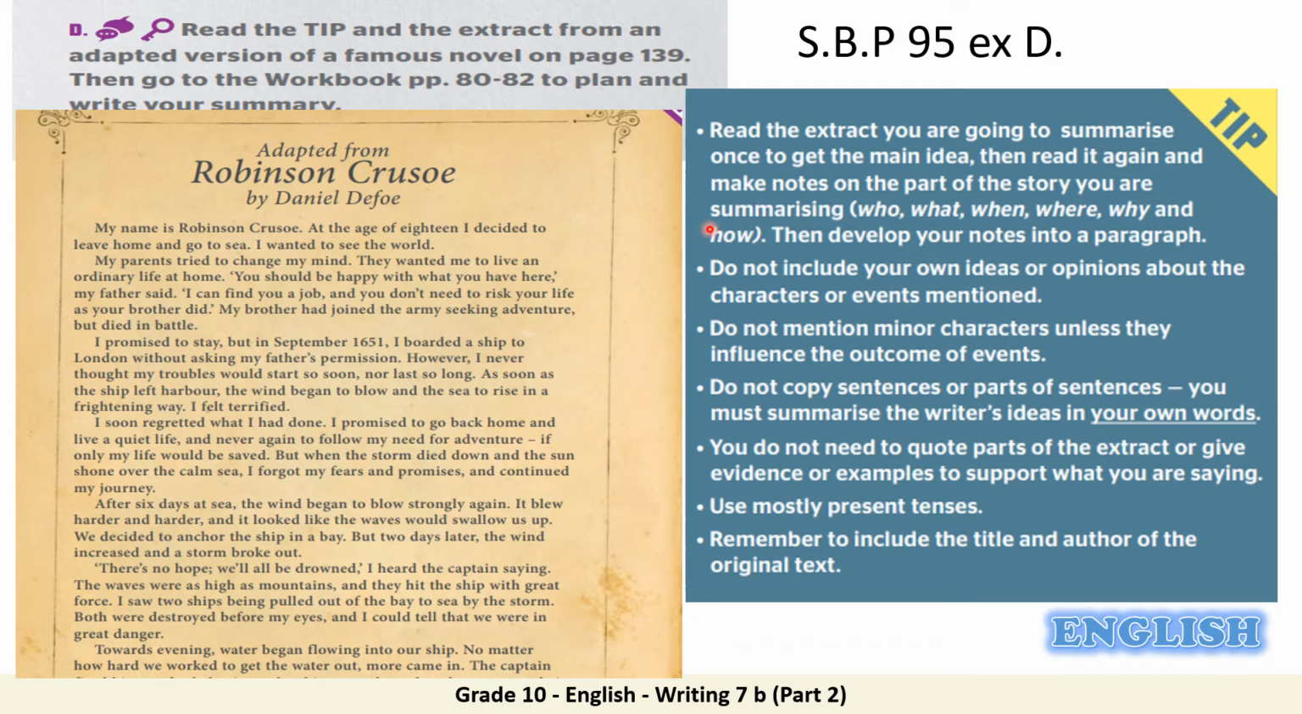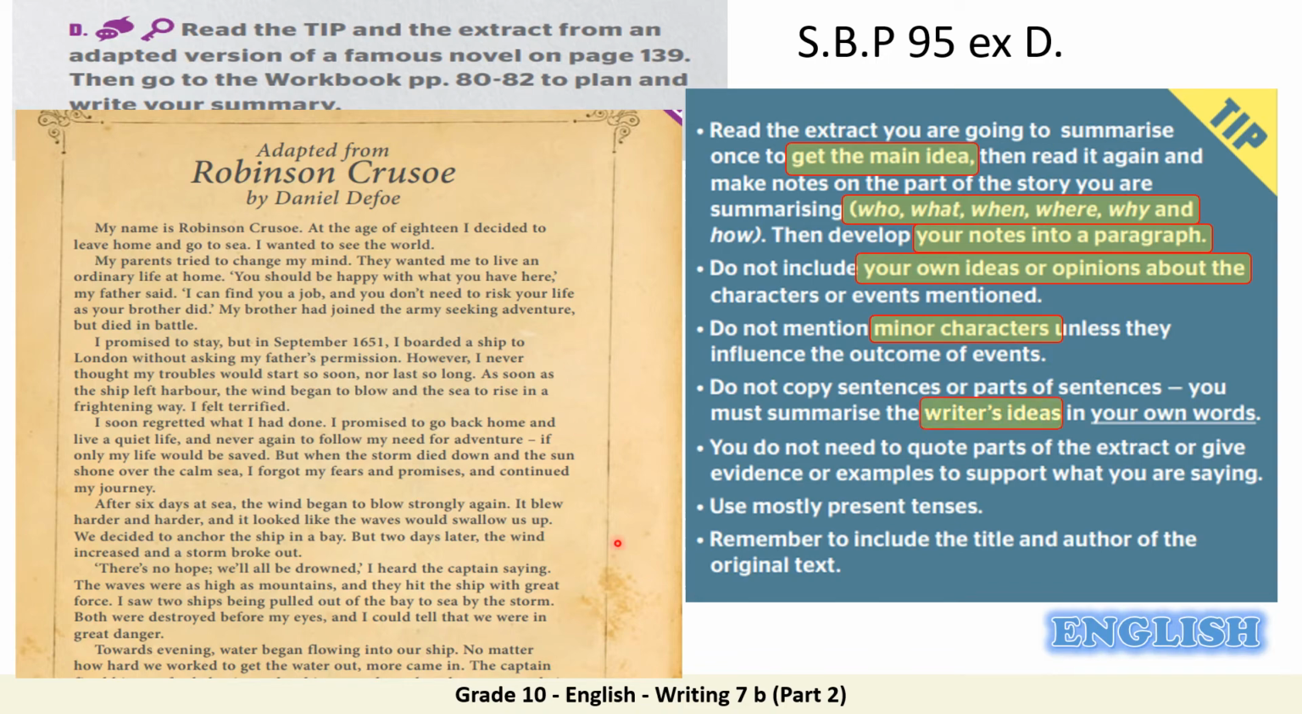Number 1, read the extract you are going to summarize once to get the main idea. Then, read it again to make notes on the part of the story you are summarizing by answering these questions: who, what, when, where, why, and how. Then develop your notes into a paragraph. Do not include your own ideas or opinion about the characters or the events mentioned. Remember also that you shouldn't mention the minor characters unless they influence the outcome of the events.